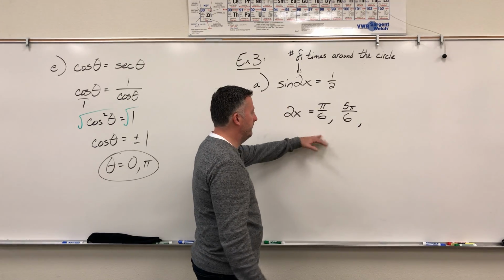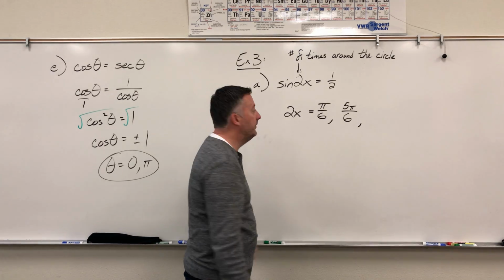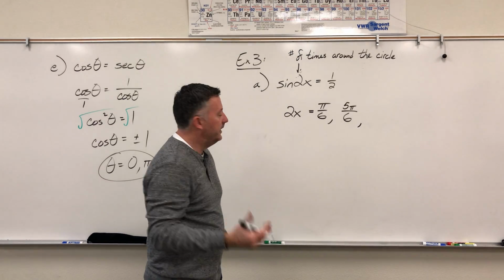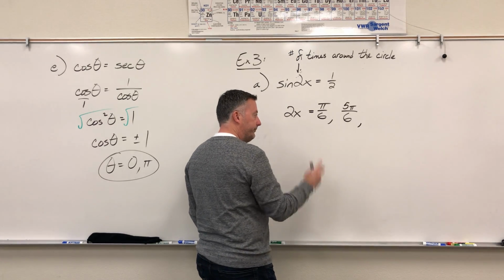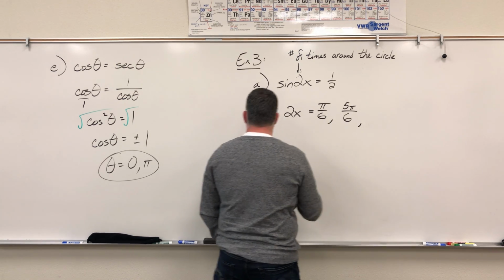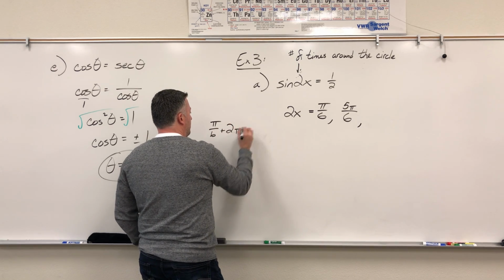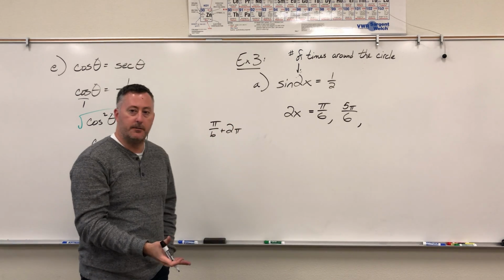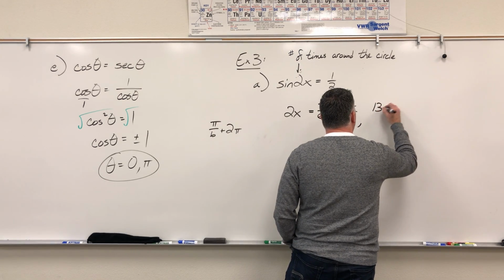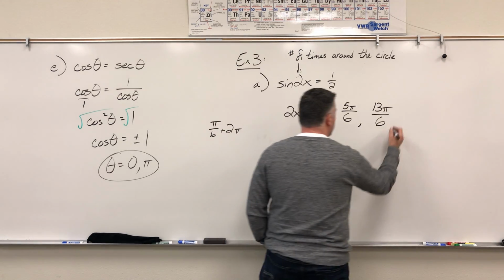So just get your answers around just the one time. Once you have them, then you can start to rotate around the circle as many times as you need to. So we just need to go around twice. So add 2 pi to each of these answers. So pi over 6 plus 2 pi, and if you get a common denominator, that would be 13 pi over 6.